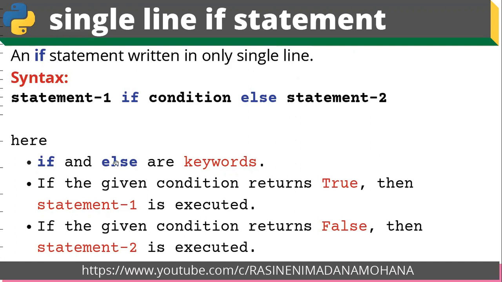That is the order of execution. Here, if and else are keywords. If the given condition returns true, then statement 1 is executed. If the given condition returns false, then the else part, here statement 2, is executed. This is the order of execution. So this can be written in only a single line, only one line. That is called a single line if statement.